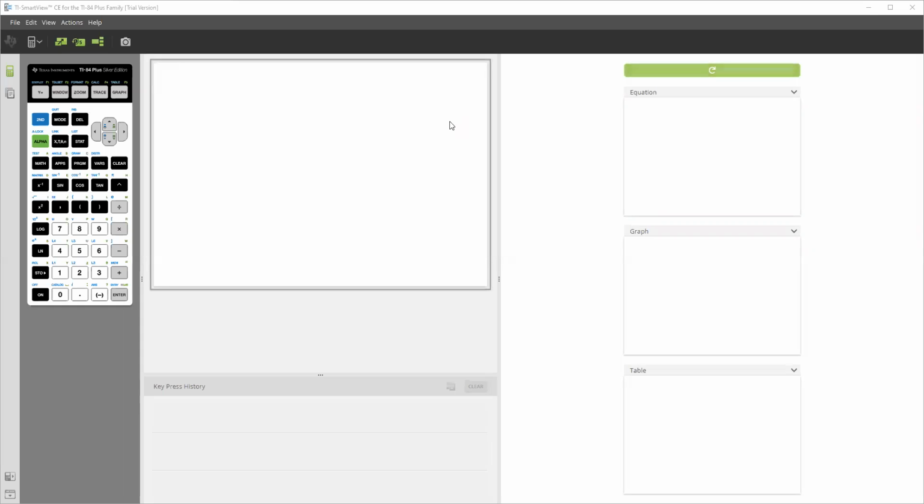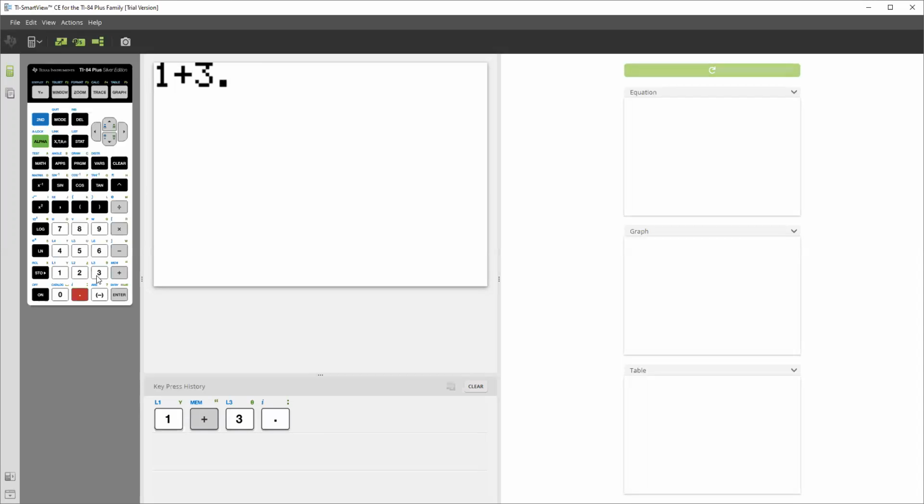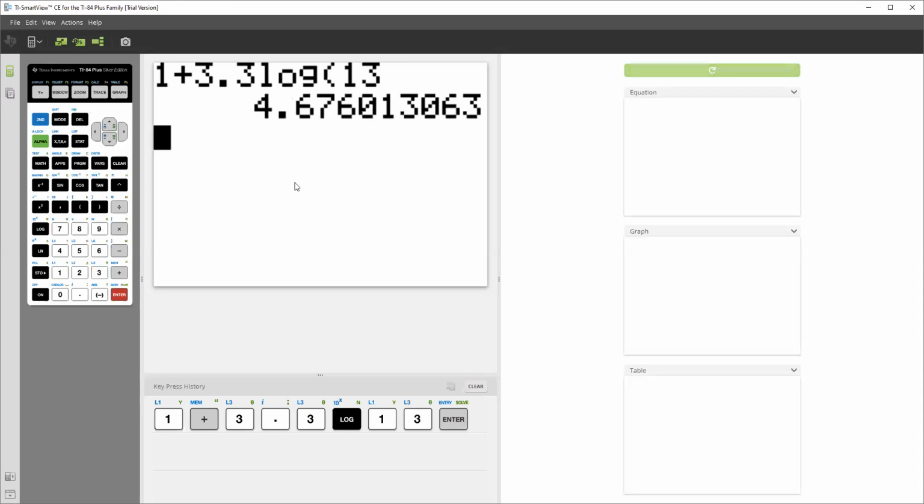So here's what you're going to do in your calculator. You're going to type 1 plus 3.3, and then it's kind of disguised right next to the 7, but here's the log button, and 13, and then you're going to hit enter. Remember we got 4.676, and then we just truncated the rest of the digits after the 6 because we rounded to 3 decimal places.